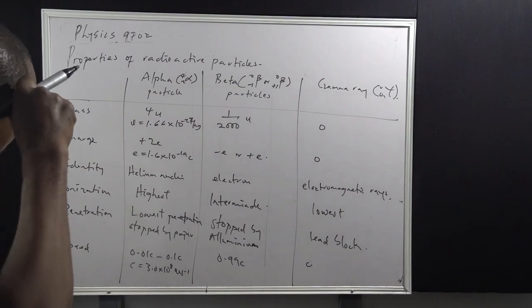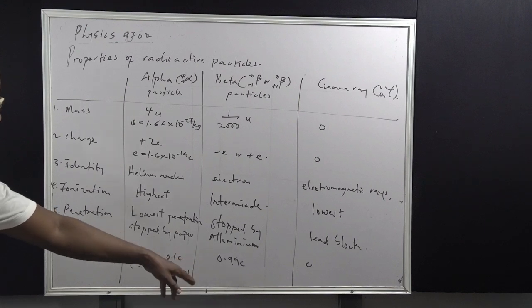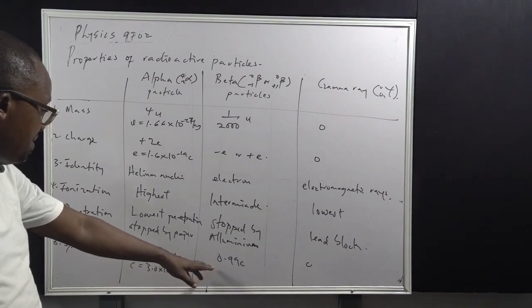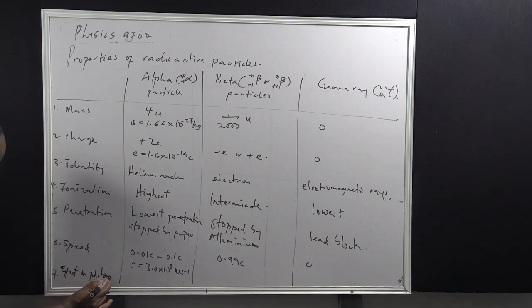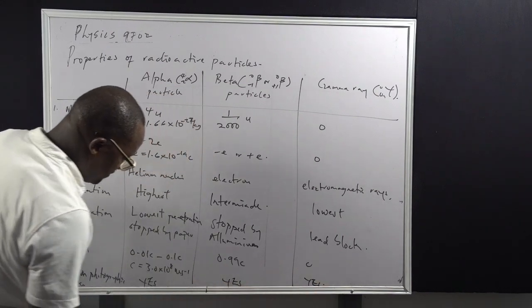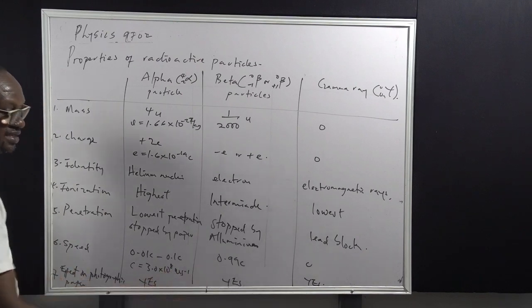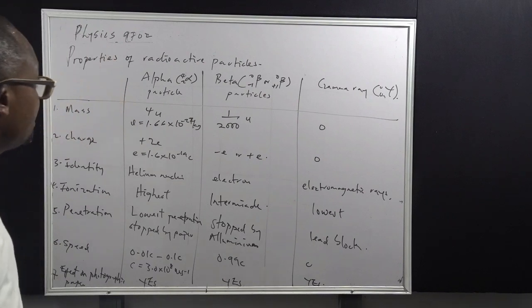Okay? So note that. The speed of alpha varies from 0.01 of the speed of light to 0.1 of the speed of light, while the speed of beta is 0.99 of the speed of light. Effect on photographic paper. All of them can be darkened. All of them darken photographic paper when they are exposed to it. That is why I wrote yes, yes, yes there.